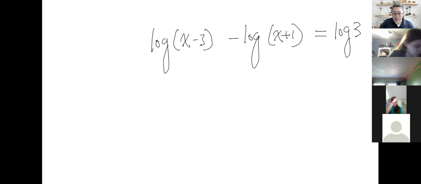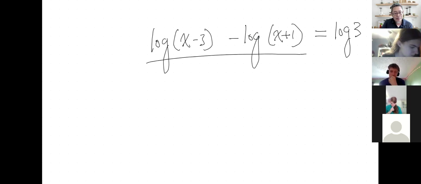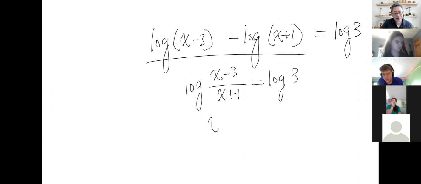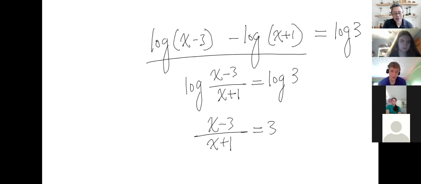Yeah, I still don't understand. So I'm supposed to divide them from each other, right? So this is (x minus 3) over (x plus 1) equals 3. So therefore, (x minus 3) over (x plus 1) is equal to 3, right? Yep. Then what do we do next?